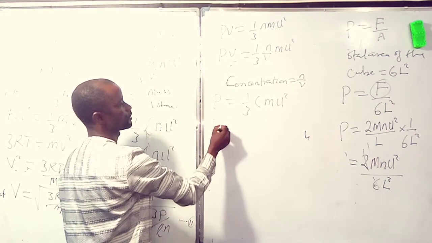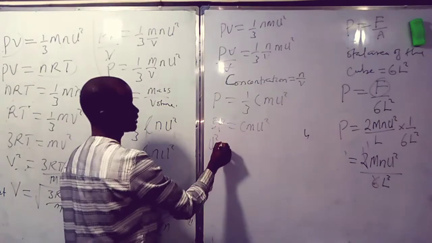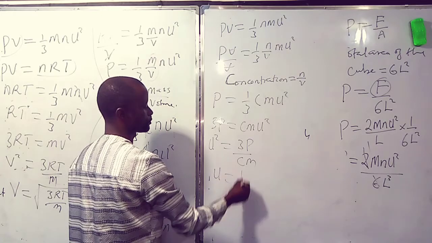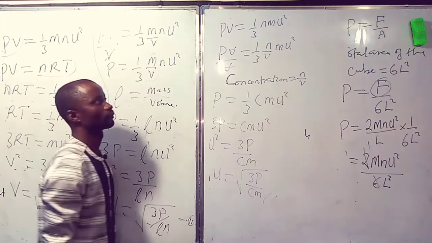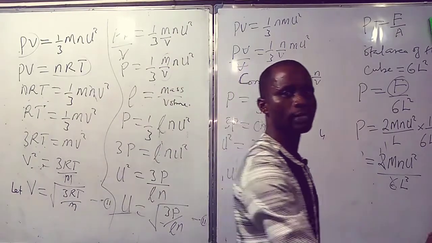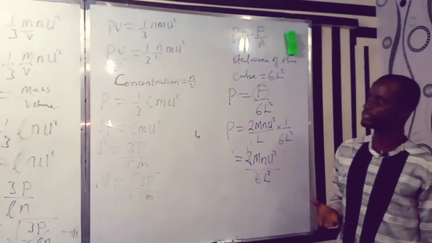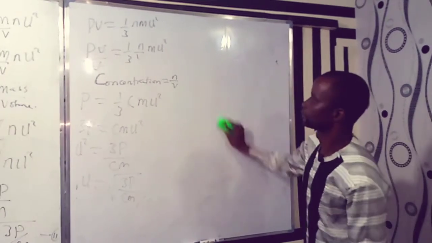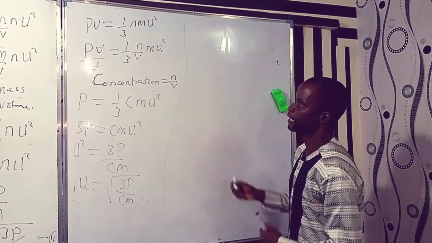You have 3P is equal to C m u square. u square is equal to 3P over Cm. Your u now is equal to root 3P over Cm. Now, in case you are given in terms of mass and molar mass, there are some questions that involve mass and molar mass. How are you going to interpret that? Still take your ideal gas equation.